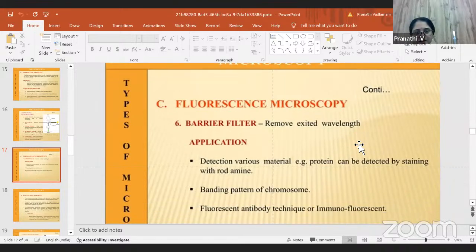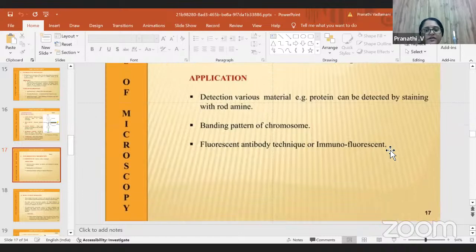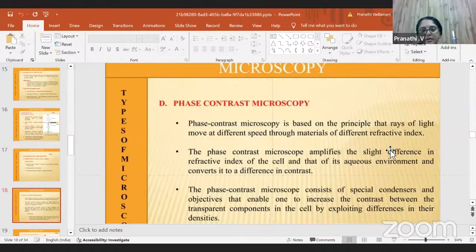So what are you going to see in this fluorescence microscopy? You're going to detect proteins, that is, you're going to stain the proteins and then detect them. And then you can see the chromosome banding. So all the bands in the chromosome, when you do cytoscopy, for seeing the different kinds of bands in the chromosome, where the genes and the loci are located, you're going to use this fluorescence microscopy. And then fluorescent antibody technique or the immunofluorescence. All of this can be seen through your fluorescence microscope.